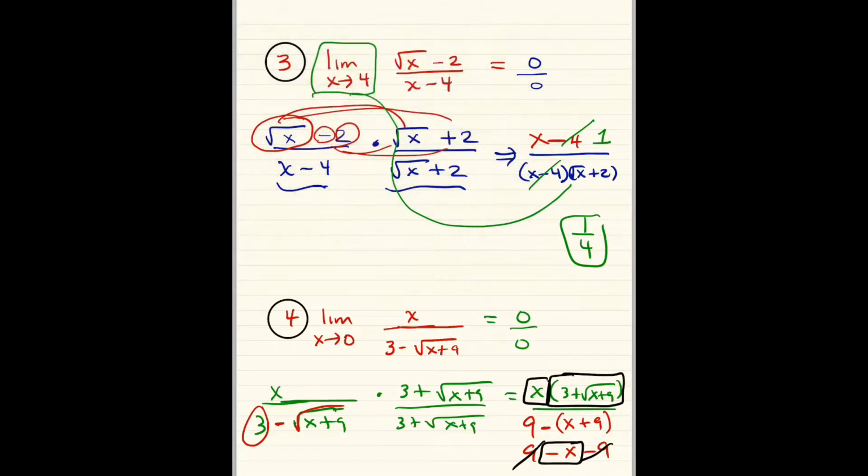I'm going to use gray here. So I'm left with 3 plus radical x plus 9 all over negative 1. Resubstitute your 0. 0 plus 9 is 9. Square root of 9 is 3. 3 plus 3 is 6. 6 divided by negative 1 is negative 6. So I hope that made sense.